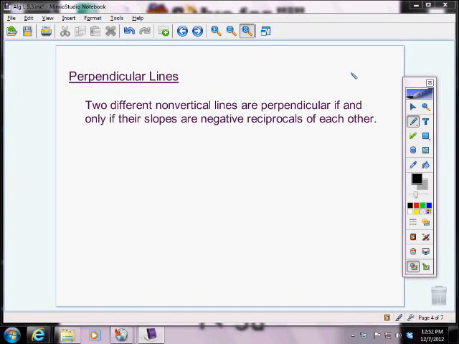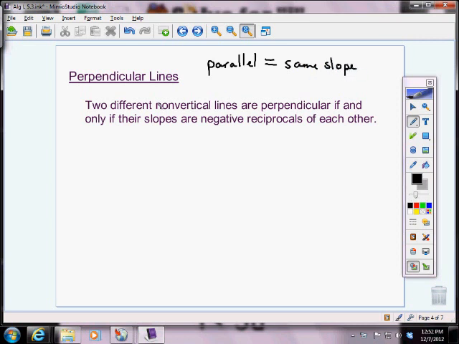When you talk about parallel lines, we know that parallel lines have the exact same slope. So if I have two parallel lines, they're never going to intersect each other, so they have the exact same slope. When we talk about perpendicular lines, it says two different non-vertical lines are perpendicular if and only if their slopes are negative reciprocals of each other.